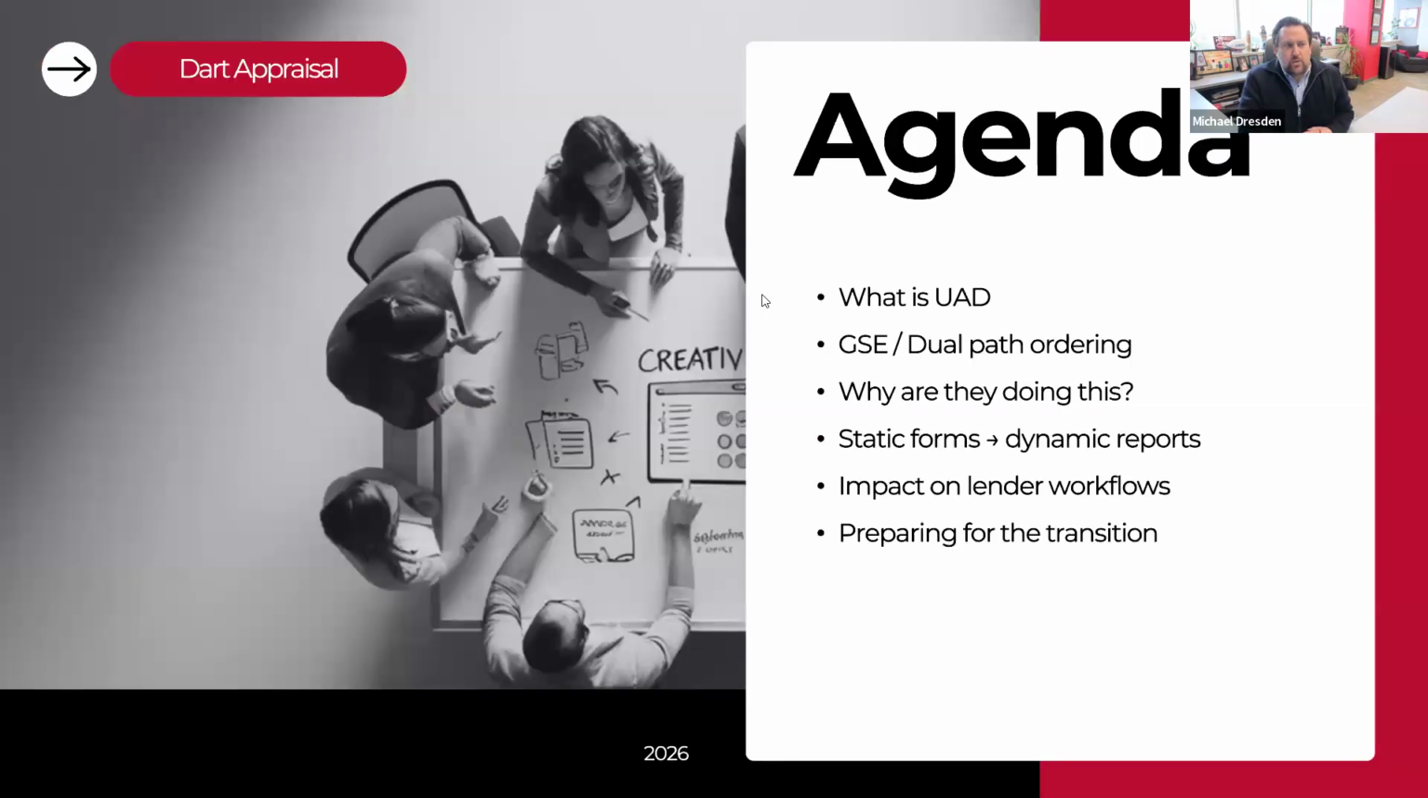So looking at an agenda, we're going to talk about what is UAD. We're going to talk about dual path ordering, what the GSEs are looking for. We're going to talk about why they're doing this, talk about dynamic reports and static forms and the difference between the two. We're going to talk about the impact on lender workflows, and we're going to talk about what we need to do to prepare for the transition.